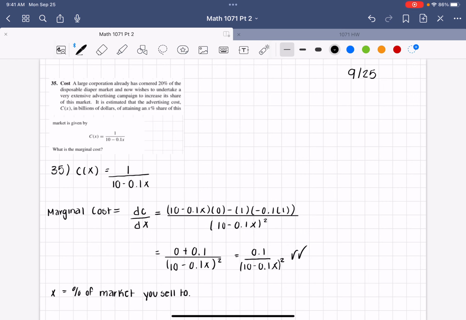There comes a point in time in which trying to capture more of the market simply becomes too expensive. Clearly, if you try to capture 100%, you're dividing by 0, which is an infinite amount of money. So even 90%, I would try 90. So the question is, when does your marginal cost turn to 0?